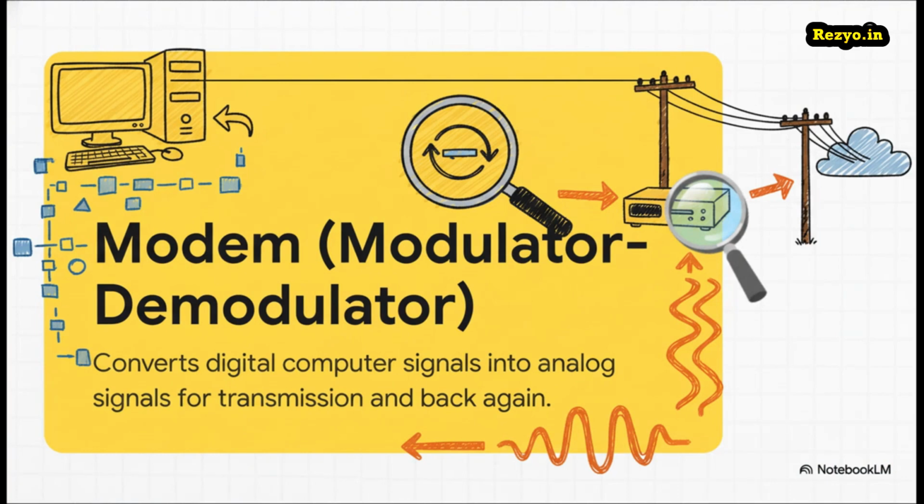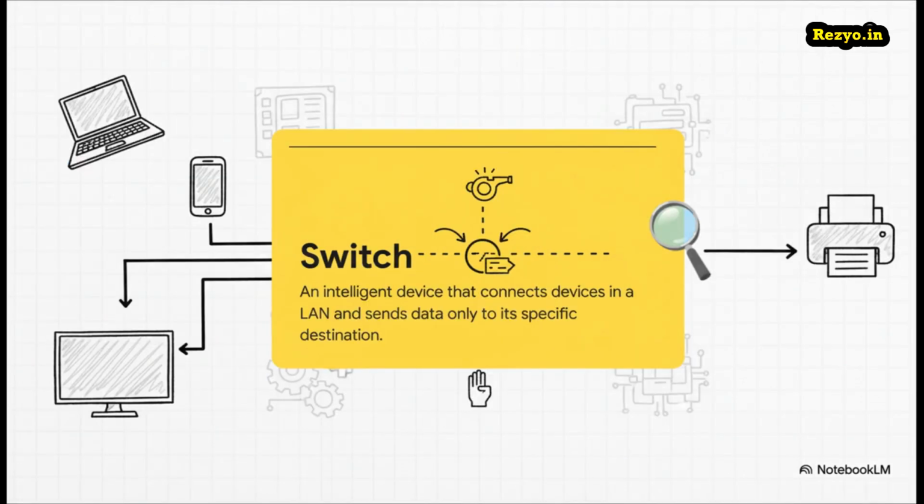So the first step to getting your computer out into the world is a little box called a modem. And its name literally tells you what it does. It comes from modulator demodulator. It's basically a translator. It takes the digital language of your computer and translates it into analog signals that can travel over old phone lines or cable lines, and then it does the reverse for incoming signals. It's absolutely essential.